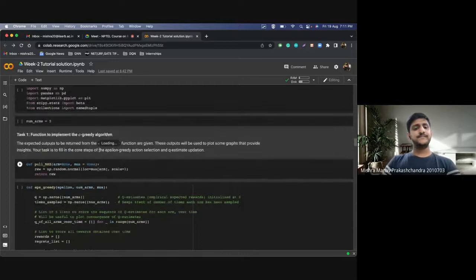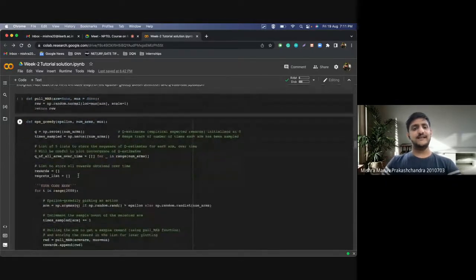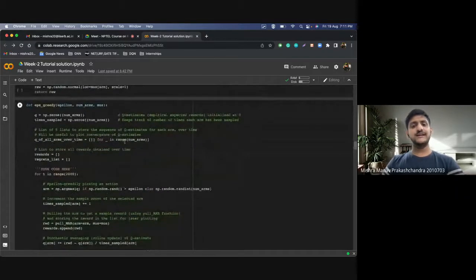Okay, so what you do is this is the epsilon greedy algorithm. So how do you do that? You first do the Q estimate. You initialize all the Q values to be 0. Okay, and then you keep track of the number of times each arm has been sampled.